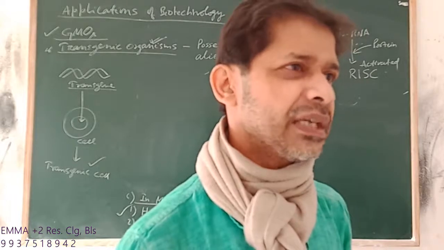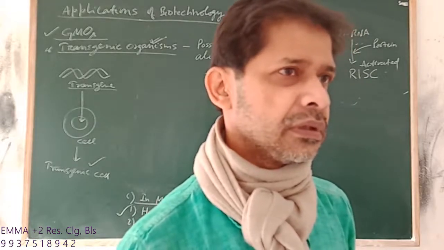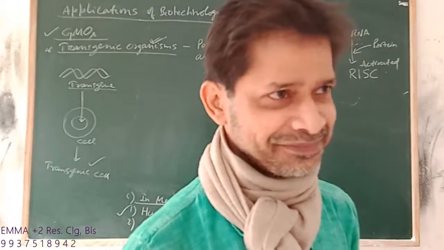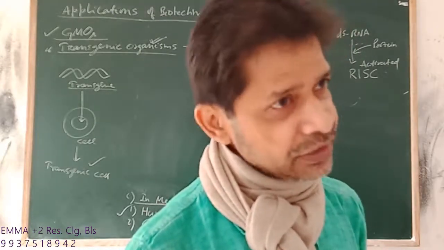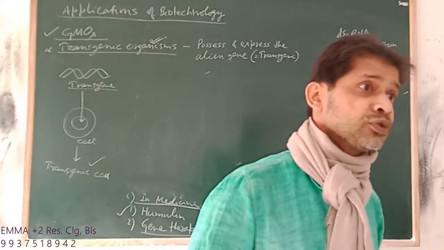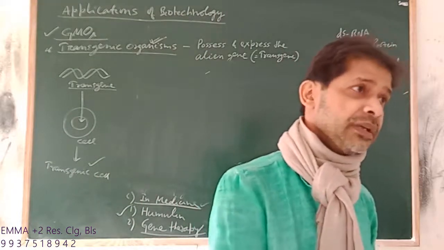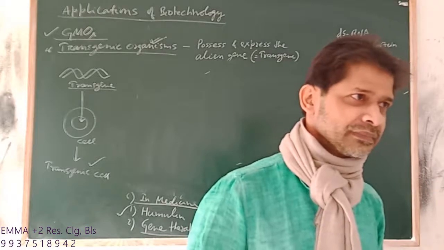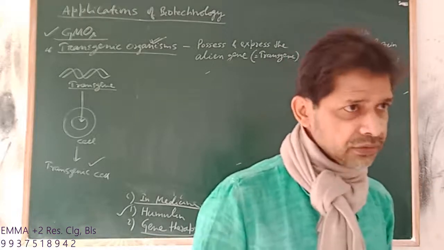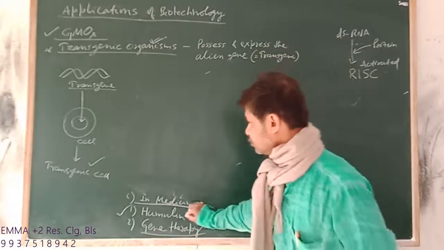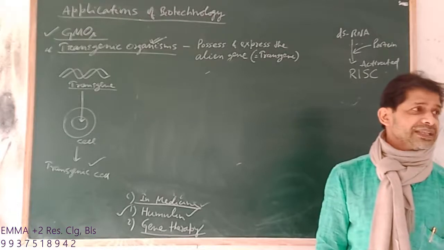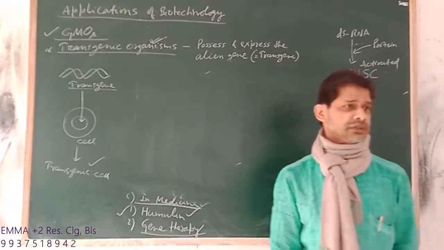This is as per your NCERT. This is highly erroneous. Nowadays, over 300 recombinant therapeutics are used world over. This book is a very old book. So many of them are in India now. This is one of them, Humulin, that is genetically engineered human insulin.